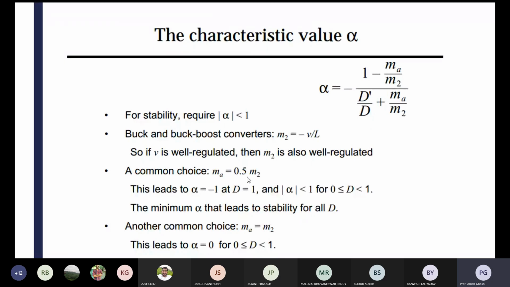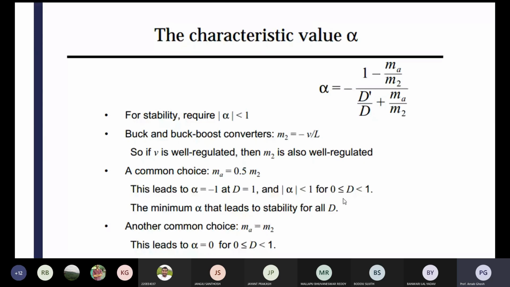So when m equals 0.5 m2, you put that value 0.5 m2. It is coming 1 minus 0.5, which means 0.5. So m by m2 is 0.5, and d dash by d equals 0.5. So alpha equals what? Minus 1. Then alpha equals minus 1, so minus minus cancels each other. It is coming d dash by d plus 0.5 equals minus 0.5. So d dash by d equals only 1, so d dash equals d, that is directly coming over there.